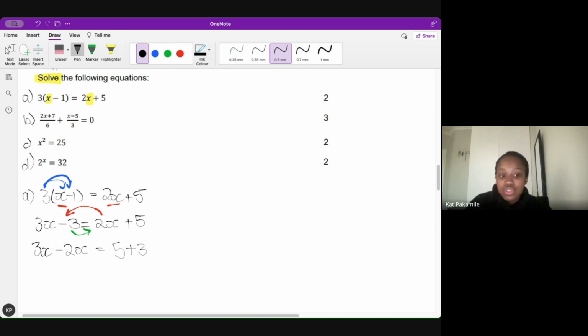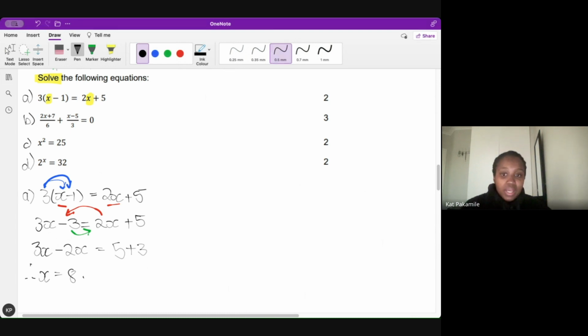Now tell me, what is 3x minus 2x? What is that going to give us? Just x. So there actually isn't more steps after this. Therefore, x is equal to 5 plus 3, which is 8. Wonderful.